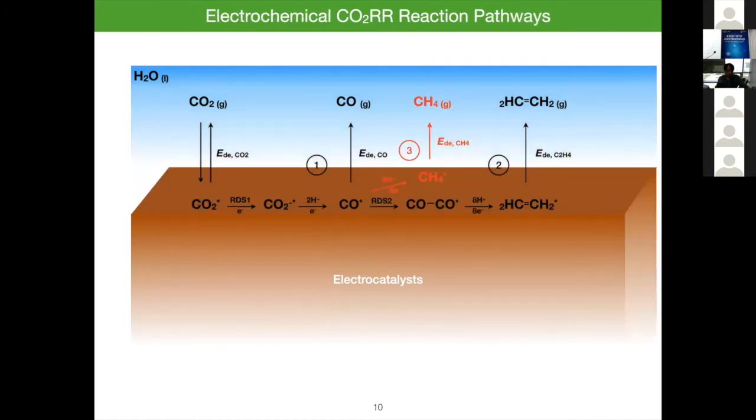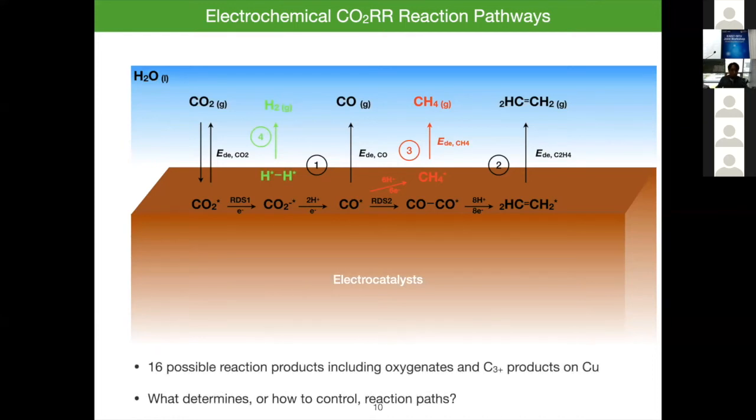But the real situation is a little more complicated, because the CO can be protonated to make methane, and there is also hydrogen, making hydrogen gas. So you need to control all these intermediates, and it's actually known that there are 16 possible reaction products, including oxygenates and even propanol, a C3 product, on copper surfaces. The question is, how are you going to control those reaction paths?